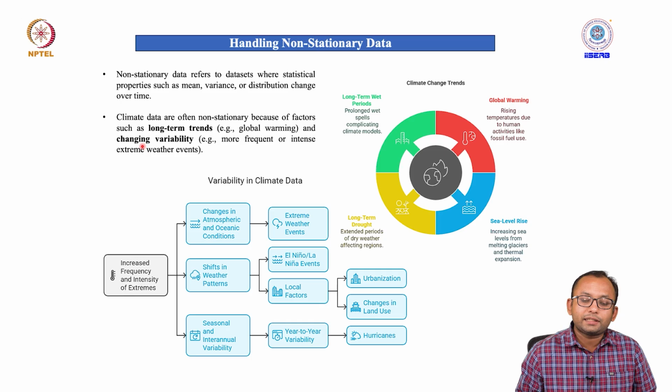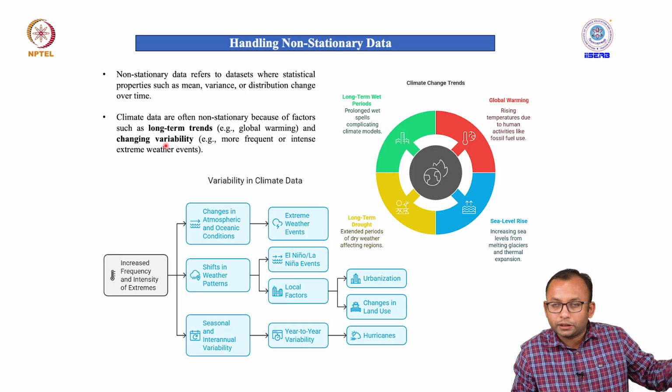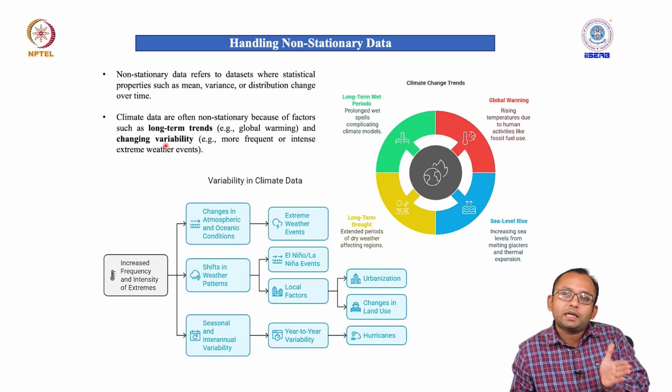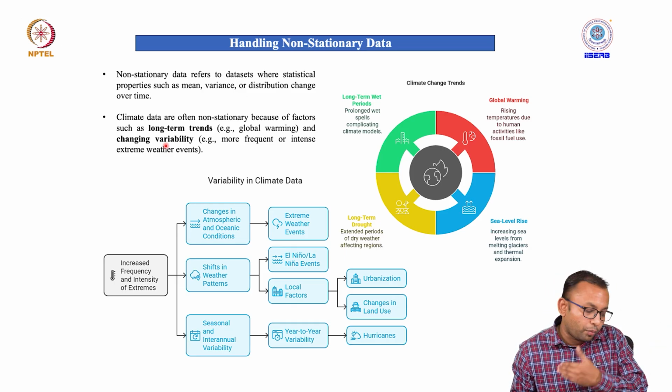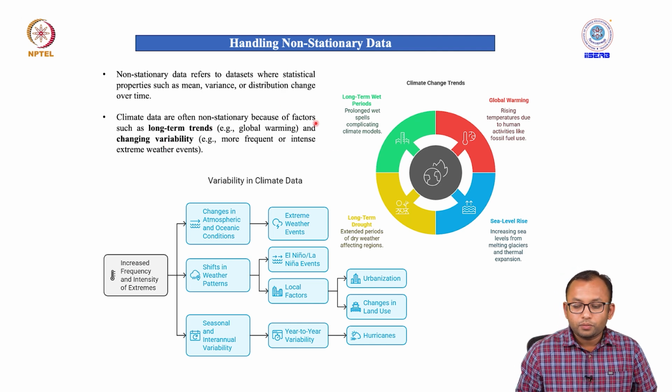Or let us say there is a change in the variability, which also suggests more frequent or intense extreme weather events compared to your historical period, and which basically suggests that the statistical property has already been altered. So, basically these are the different processes which can lead to change in the climate time series data set.